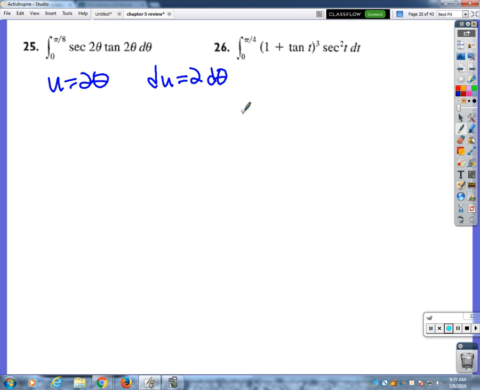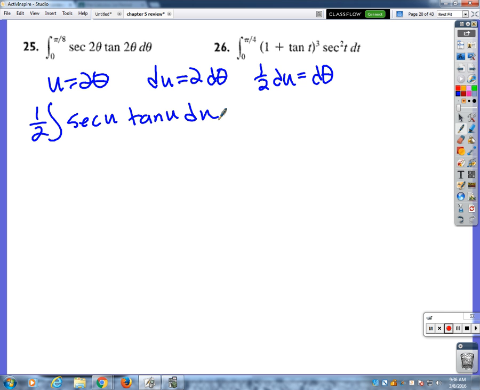Which is 1/2 du equals d theta. Okay, so now when we rewrite this, we have lots of exciting things to do. We're going to replace this 2 theta with a u. We're also going to replace this 2 theta with a u. d theta becomes 1/2 du.